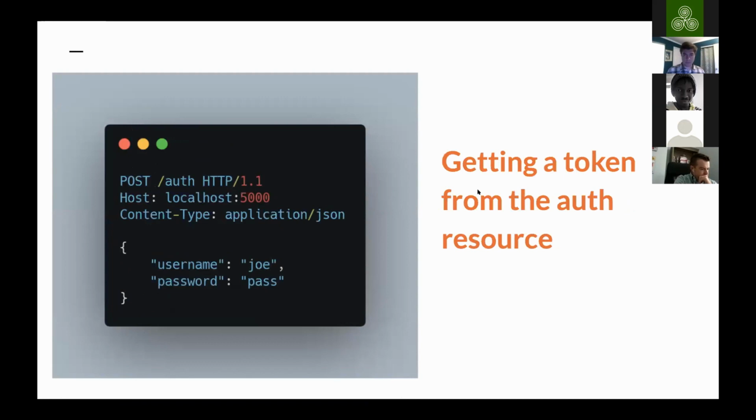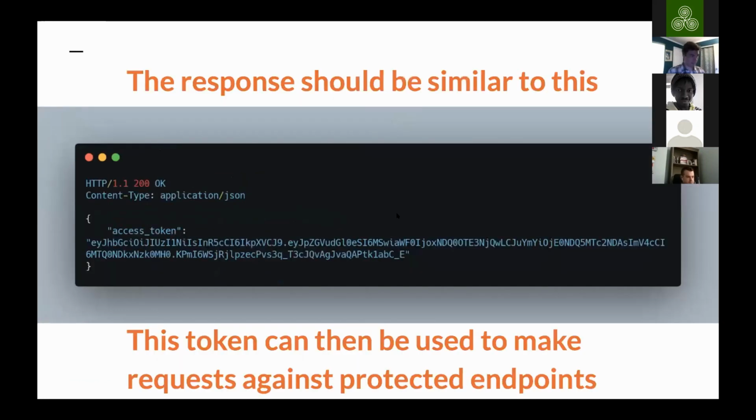So to get a token from the authentication resource, all we have to do is send a request to whatever route we define with our username and our password. Then we'll be given our JWT access token. So for any API that is protected with JWT, we have to pass the access token when accessing the web app.